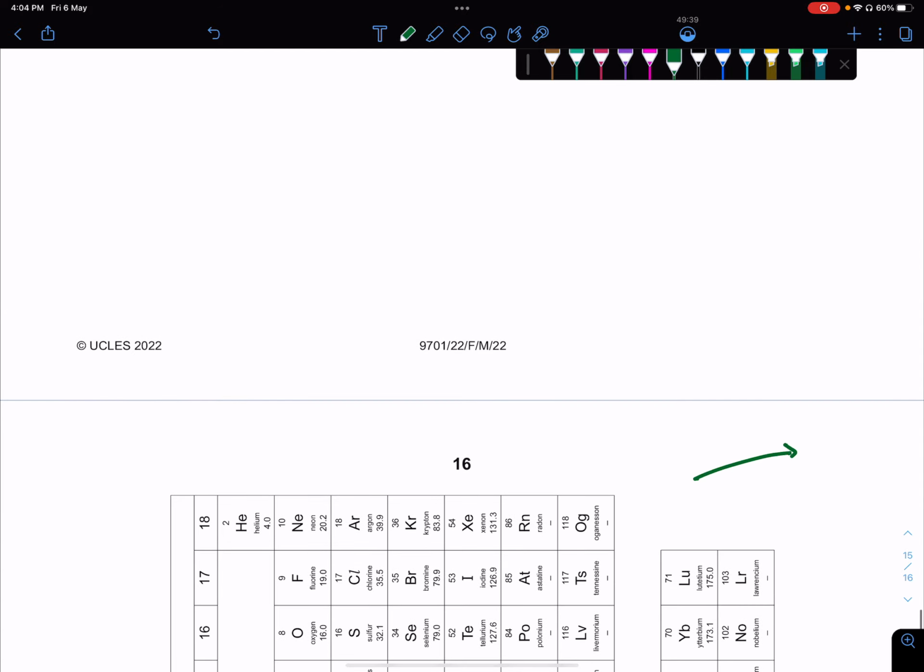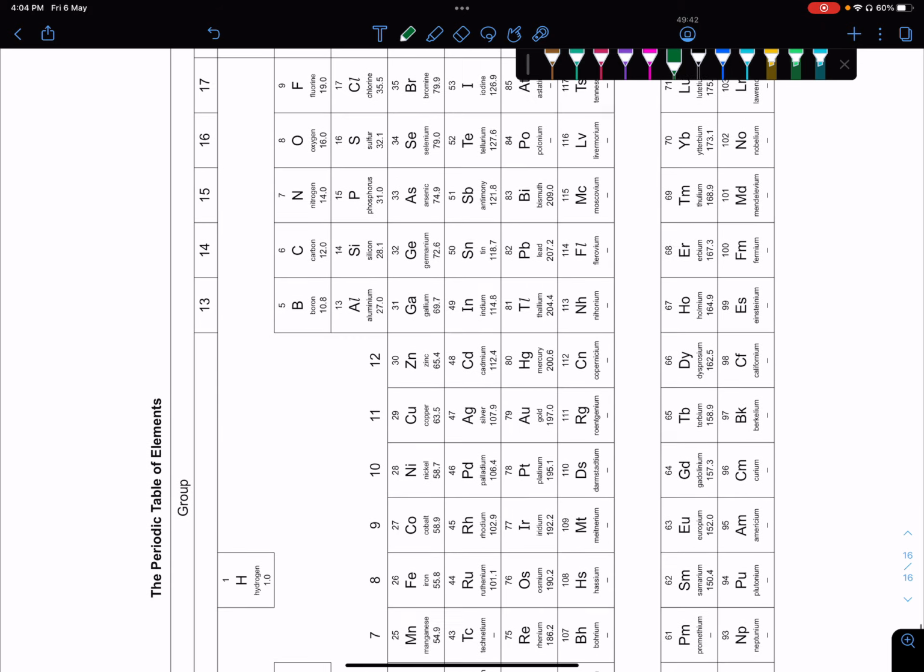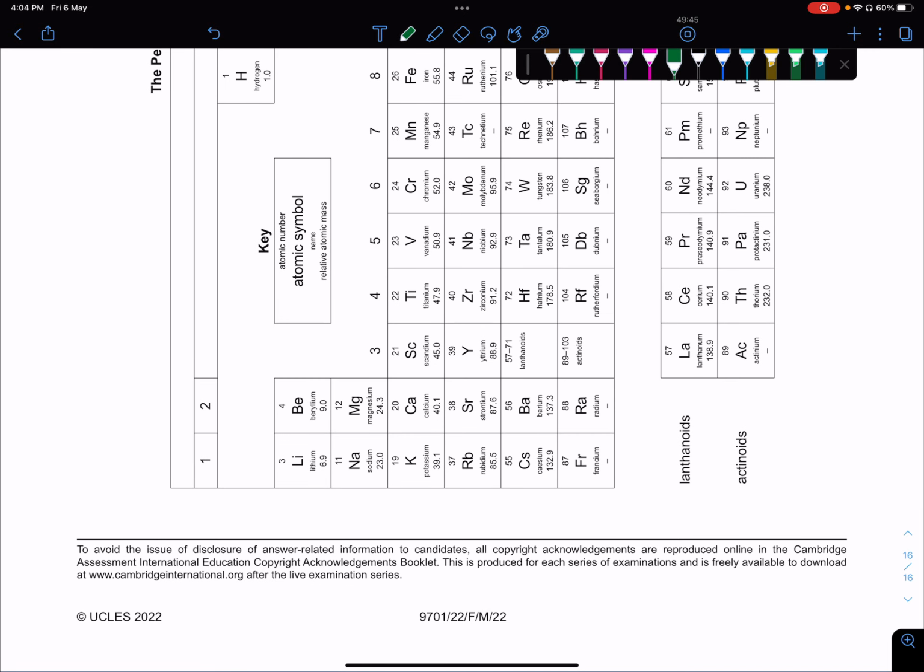Okay guys, this is the end of the exam, and this is completely solved in a detailed solution. This is February/March 2022, Paper 22, and this is completely solved. Have a nice day. Thank you.